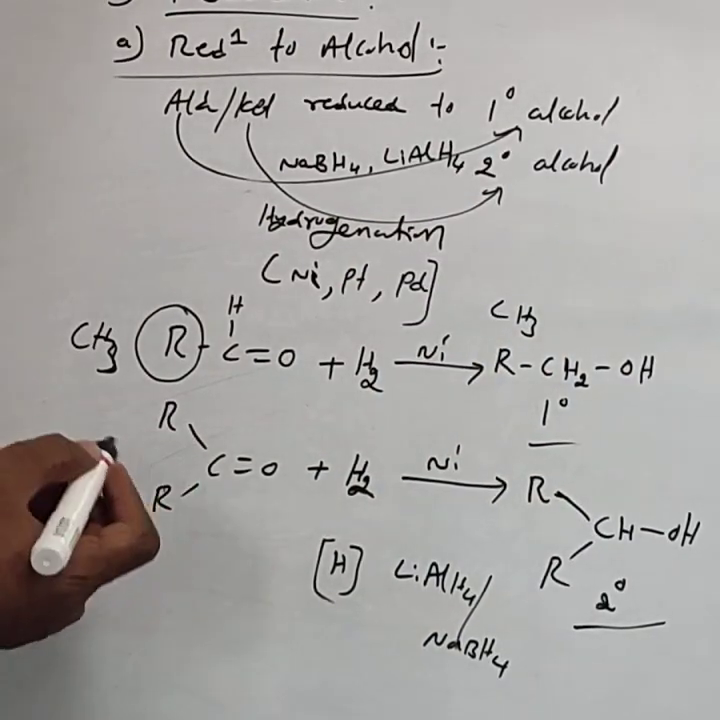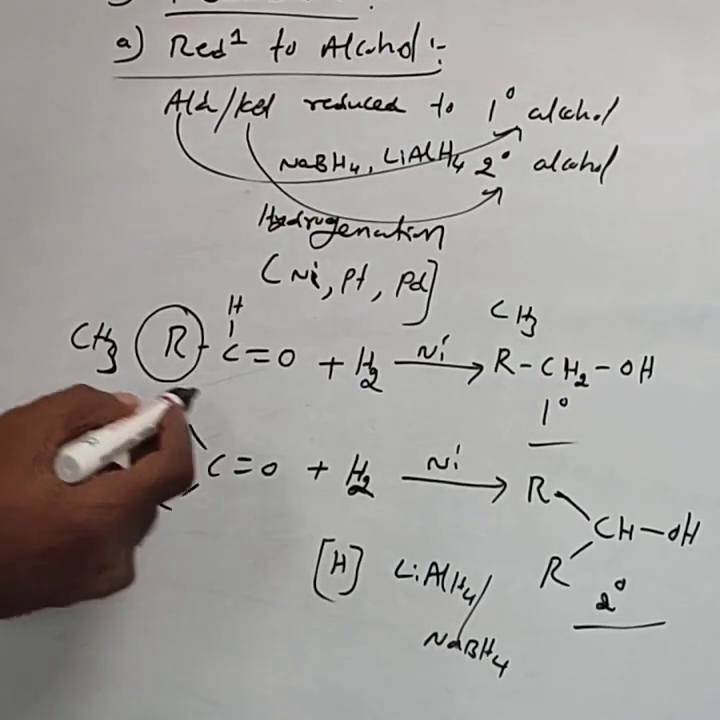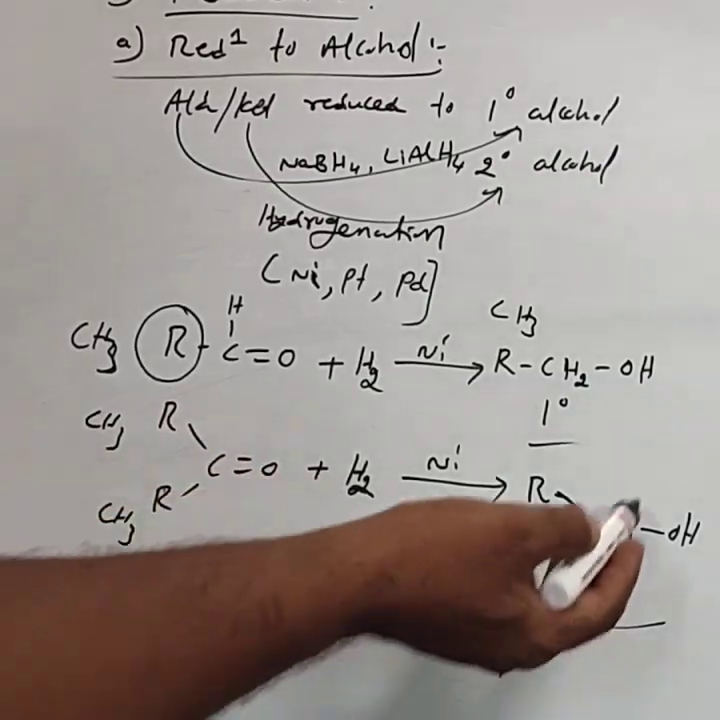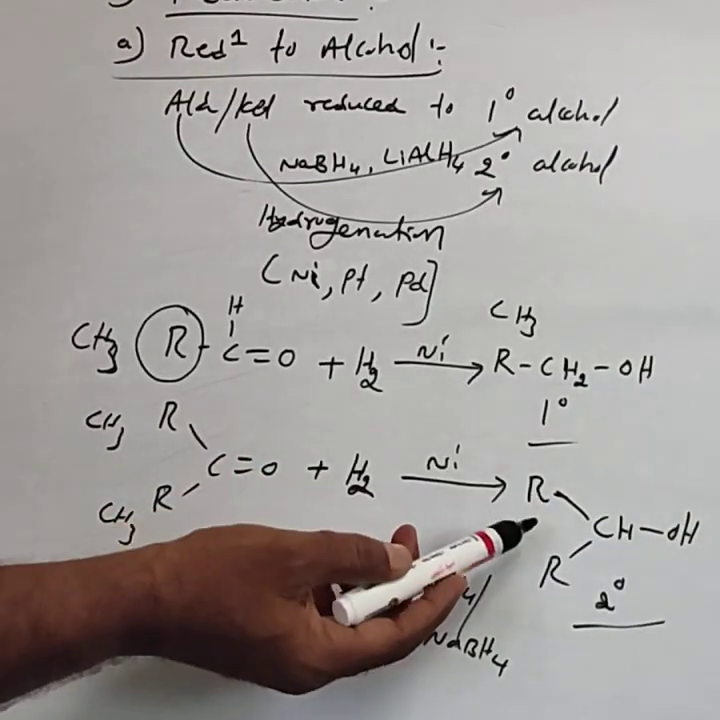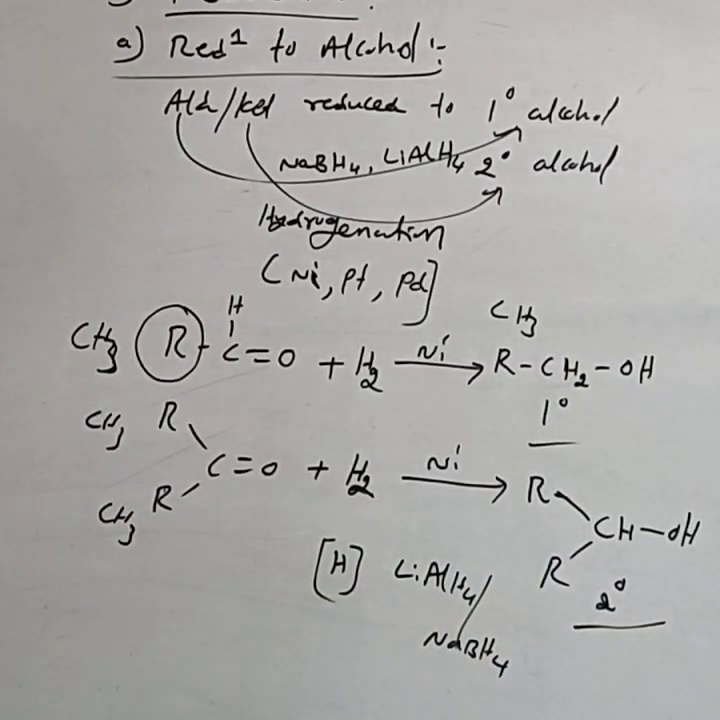Similarly, in the ketone, both R groups are CH3. Then it is acetone, and on catalytic hydrogenation it gives isopropyl alcohol. This one becomes CH3, this also CH3. Then it is called isopropyl alcohol. These are examples. These are about the reduction to alcohol.